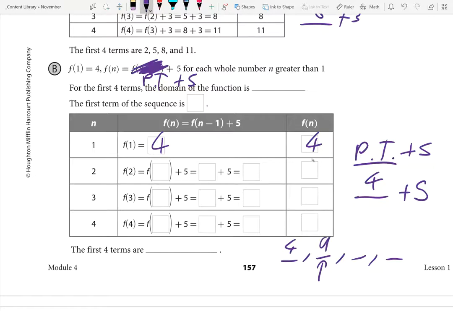So 9 is the second term. If I want to find the third term, then I'll plug in the previous term, now being 9. So 9 plus 5, which is 14. So my third term is 14. If I want to find the fourth term, I plug in the previous term, which was 14. So 14 plus 5, which makes 19. Right? And that fills up those first 4 terms.